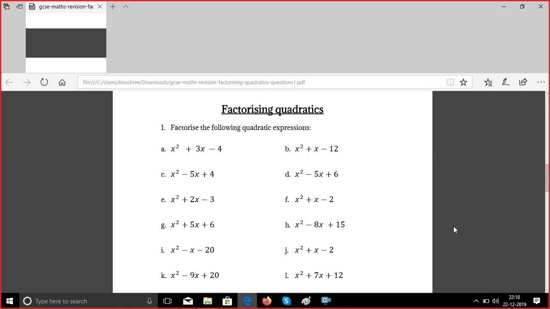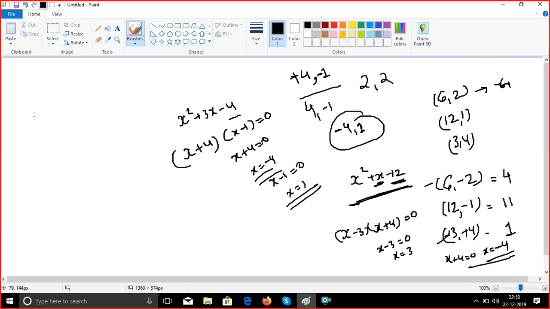Okay, so C and D, if you take the example, it's x squared minus 5x plus 4. Like I got minus 6 and minus 4, but not plus. Okay, so first thing is it's minus 5x plus 4, right? Yes. So you have to look out for the factors. So factors are 4, 1 and 2, 2. Point clear?